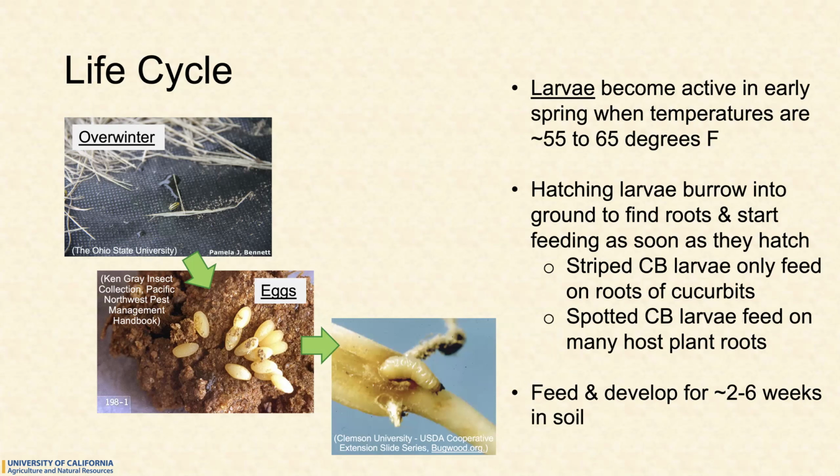From there, larvae become active in the early spring when temperatures are around 55 to 65 degrees Fahrenheit. Hatching larvae burrow into the ground to find roots and start feeding as soon as they hatch. Striped cucumber beetle larvae only feed on roots of cucurbits, whereas spotted larvae feed on many different types of host plant roots. And so larvae feed and develop for about 2 to 6 weeks in the soil.